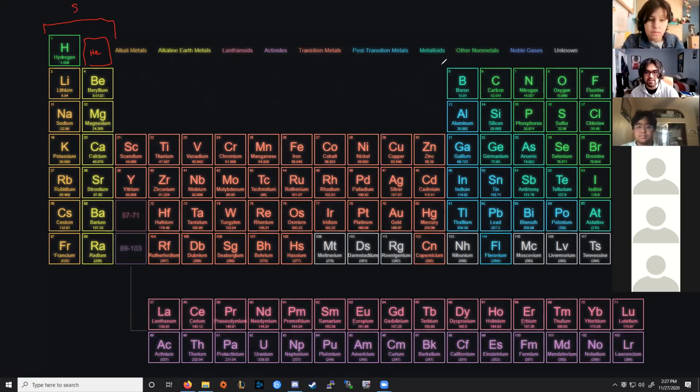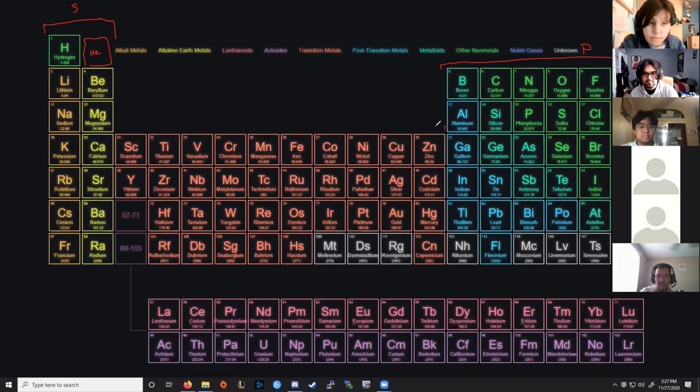And then my P block, what is my P block? It's the 6 columns. This is P. And then my D block? It has the transition metals in between. Yes, so this is my D block. And then my F block is those 2 rows at the bottom. This is my F block.